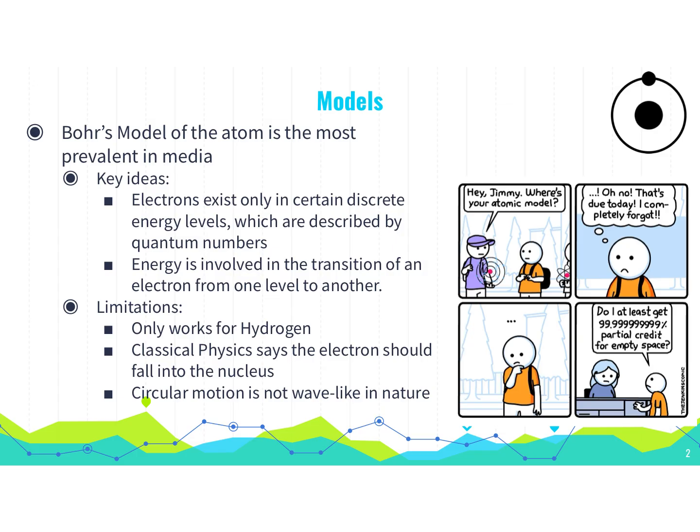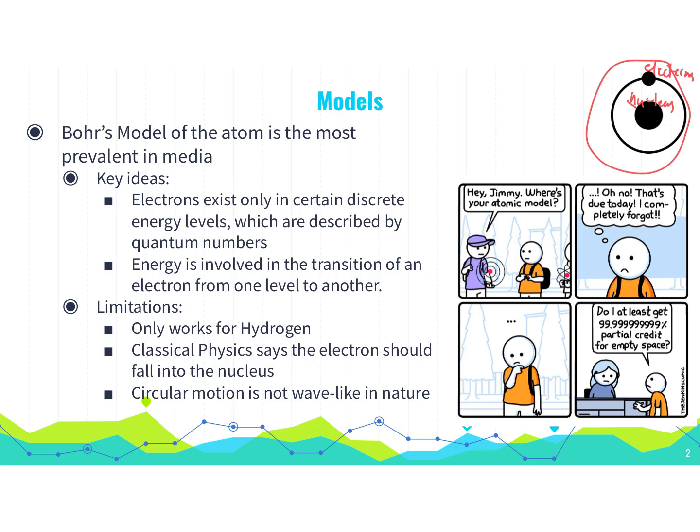But the most prevalent model that we typically see in the media is the Bohr model, which was shown right over here on the right, where you typically have our nucleus right at the center and electrons orbiting around that nucleus. It's a very simple model, and the key ideas are that electrons only exist in certain discrete energy levels, which are described by quantum numbers, and I'll get into what those mean later. And energy is required to transition an electron from one level to another level.